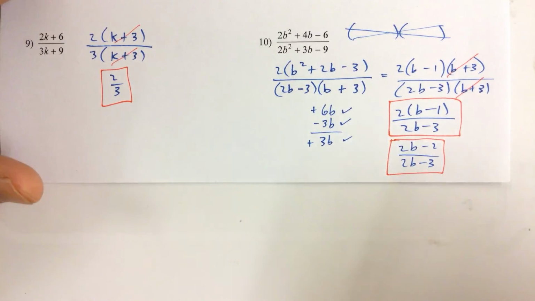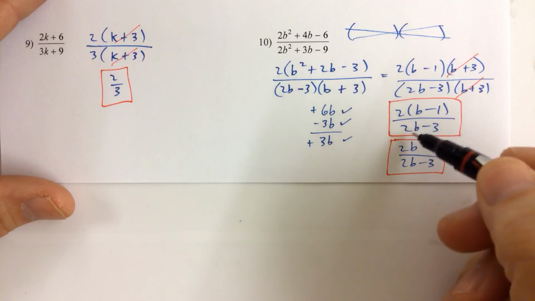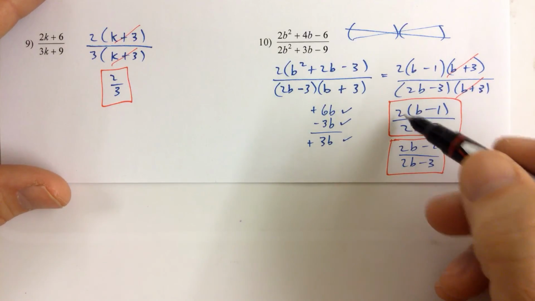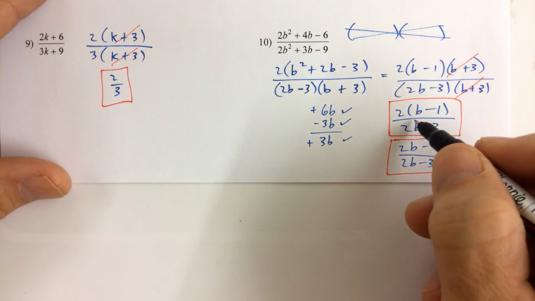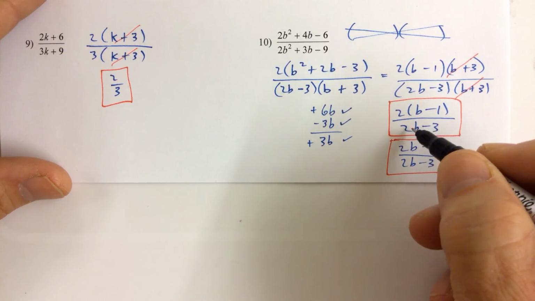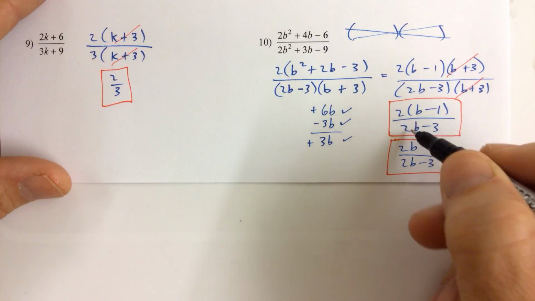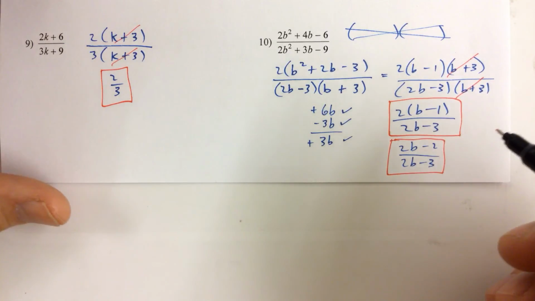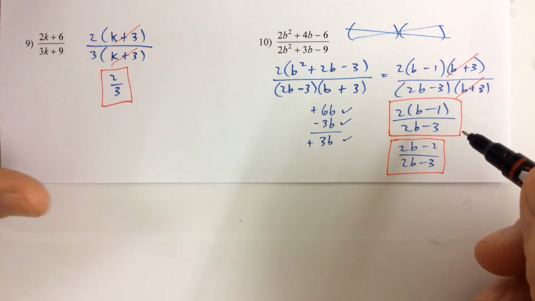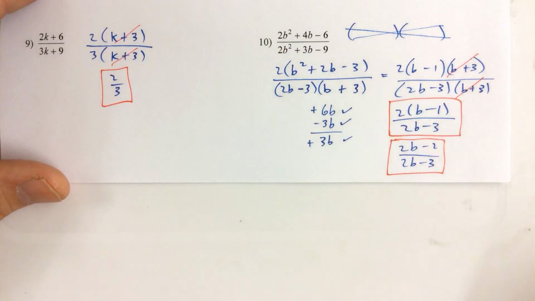Now, don't make the mistake of trying to cancel those 2's. Remember, cancel factors, not terms. 2b is the term in the denominator that's associated with the minus 3. So you can't cancel the 2's here. I know your eyes want to perhaps do that, but be really, really careful about that. Cancel factors, not terms.